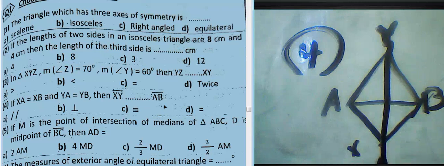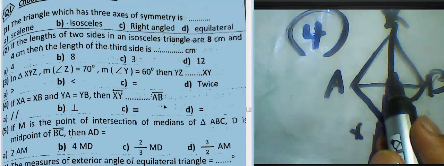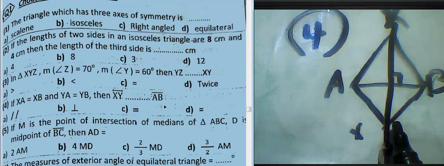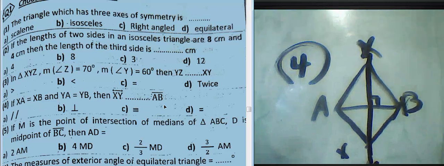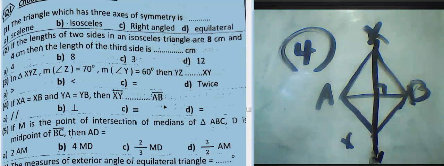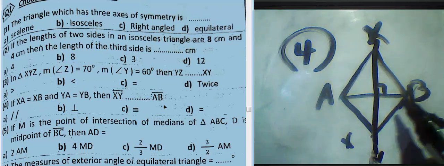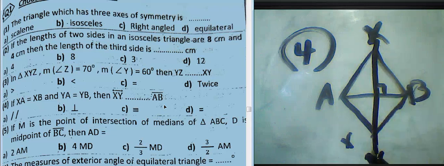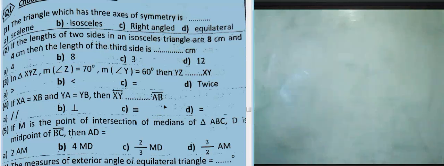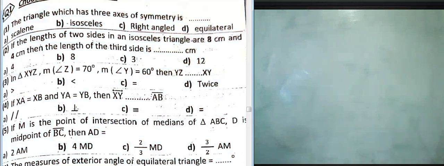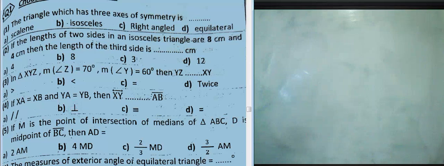So the line here, we have the line of symmetry. XY must be perpendicular to AB, because XY will be the line of symmetry. It will be perpendicular to AB. XY is perpendicular to AB and bisects it into two parts of equal lengths. Okay, so we must choose letter B about question number 4. Okay, choose B.